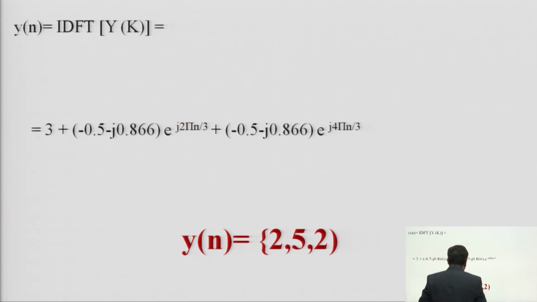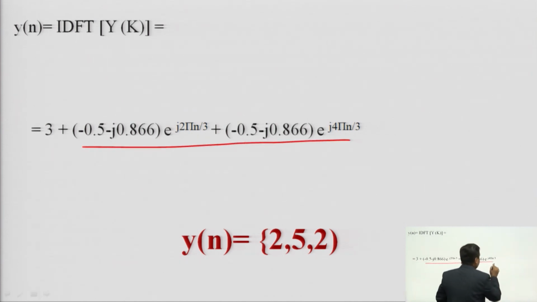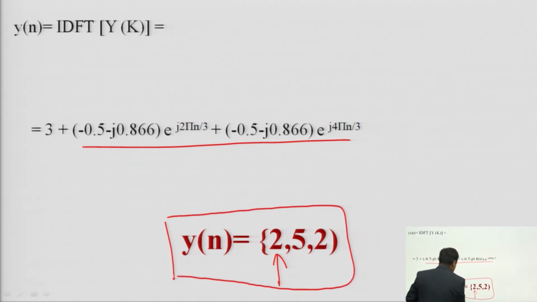Okay. So, y(n) is equal to, if you calculate in this way, these type of terms will come here, that I explained in detail earlier in my previous video lectures. So, y(n) is equal to 2 5 2, at 0 it is 2, at 1 it is 5, at 2 it is 2. So, this will be your final answer. Okay.